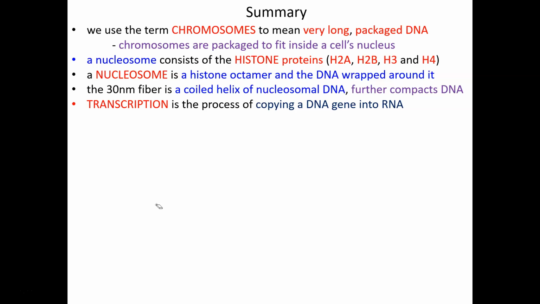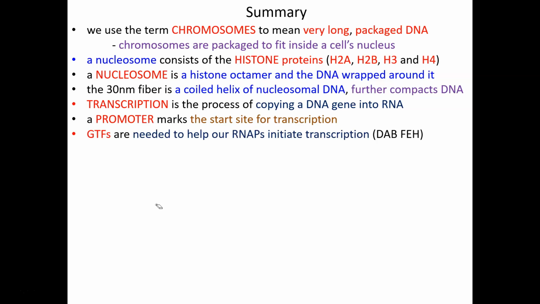The first process of releasing the information from DNA is transcription, the process of copying a DNA gene into an mRNA form. The promoter marks the start site for transcription. In eukaryotic cells, we need general transcription factors to recruit and position RNA polymerase II at that promoter, and that requires the GTFs, TFIID, which contains TATA binding protein. It binds physically to the promoter.